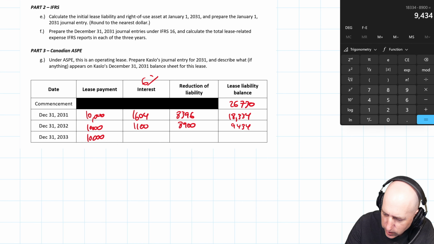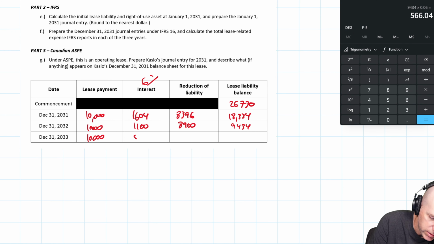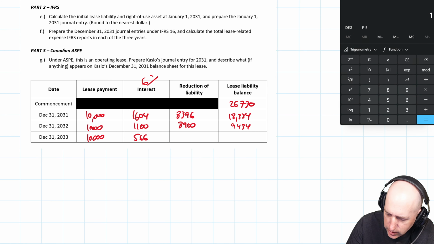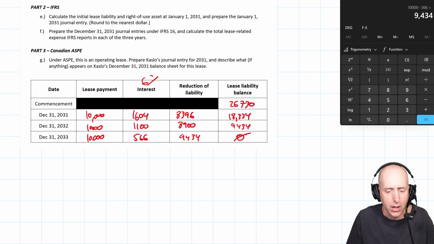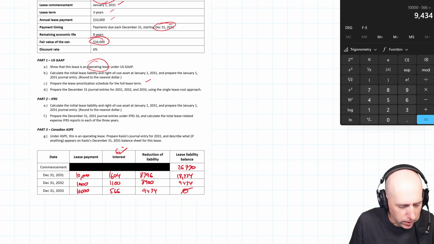Okay, we're at 94.34. We take 6%. Our interest expense is 566. 10,000 minus 566 is 94.34, and look at that, it worked out to the penny. Okay, so there is our schedule.